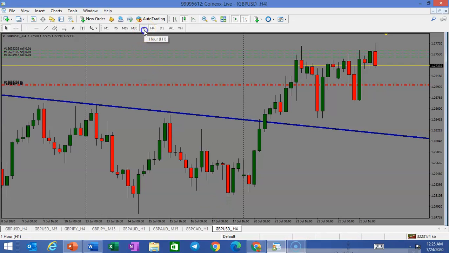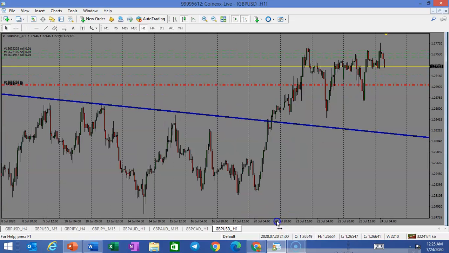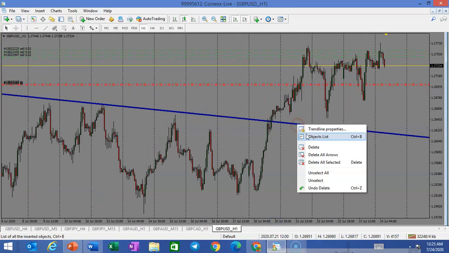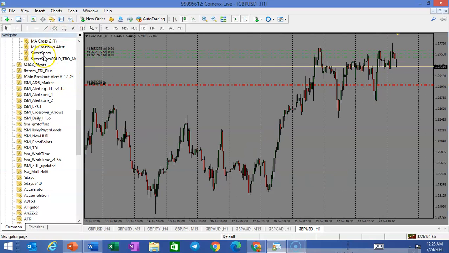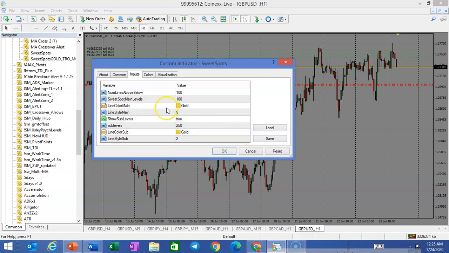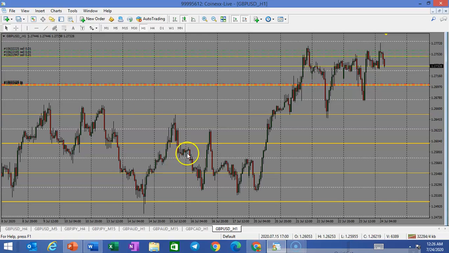So now I want to look at the 1 hour. And from here, this is where I want to insert my indicators. And those indicators, we discussed them earlier. It's our sweet spots indicator. This gives us our institutional levels. And so let's just review our sweet spots indicator first and foremost.